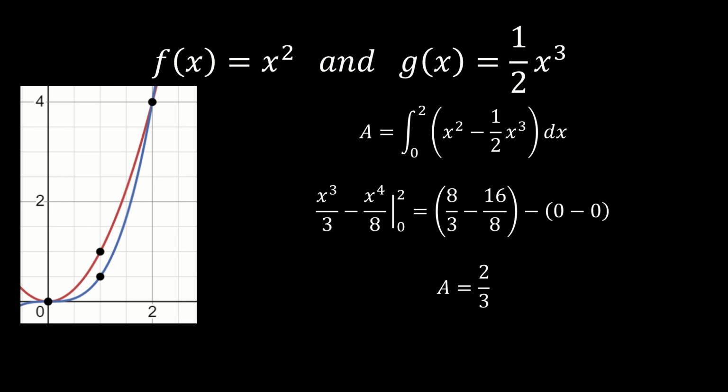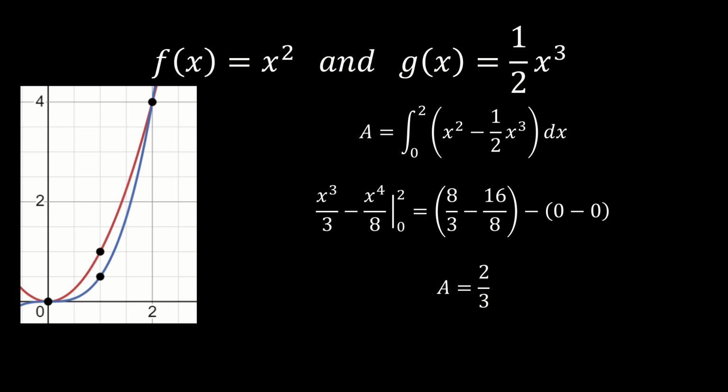Calculating our area, that's going to be the integral from 0 to 2, if we're just looking at the enclosed space, of our top function x squared minus our bottom function 1/2 x cubed. And that's easy enough. That just becomes x to the third over 3 minus x to the fourth over 8, going from 0 to 2.